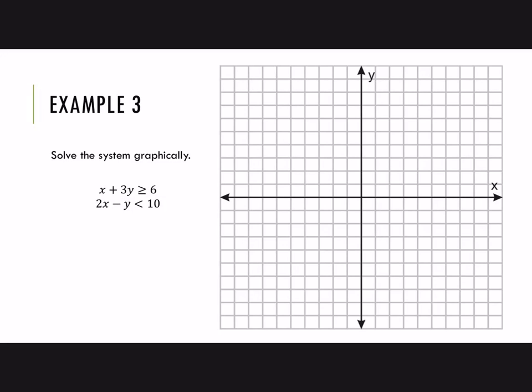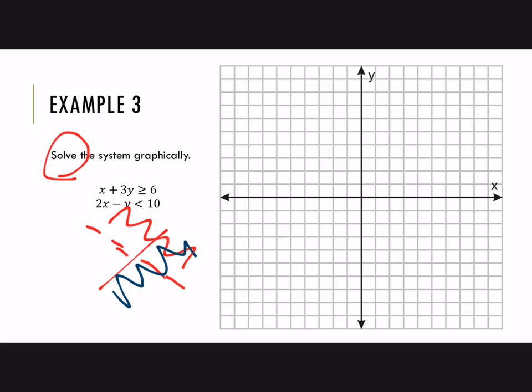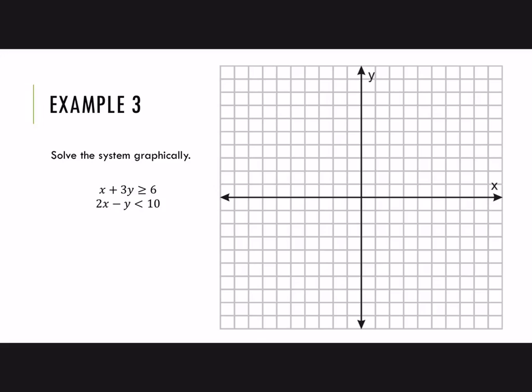Example 3, solve the system graphically. Because all of the solutions are shading, what I mean here is which shaded region is going to make both of those inequalities true. So I'll have 2 lines, one dotted, one solid. They're each going to have their own shading, but there's going to be a part where the shading overlaps, and that's going to be the solution to the system of inequalities. So we start by just graphing them individually.